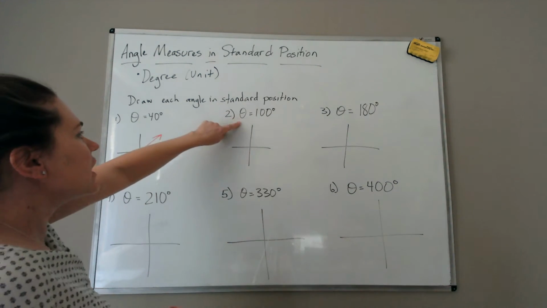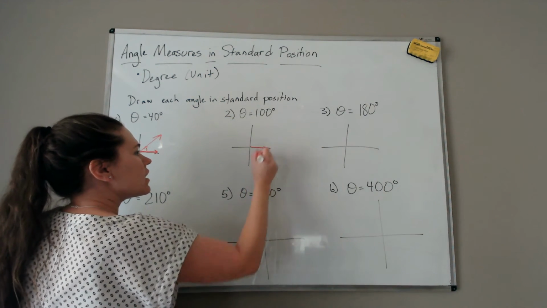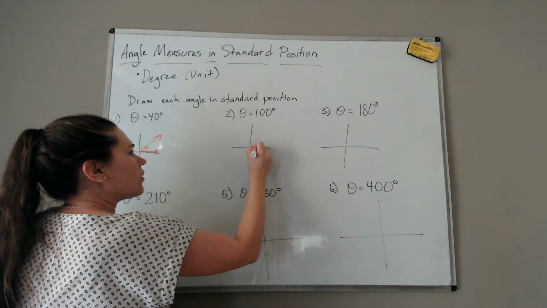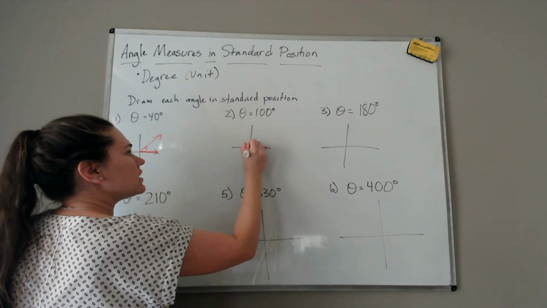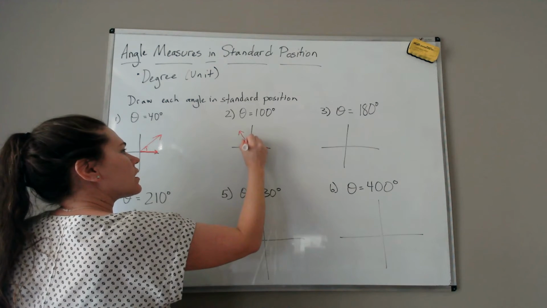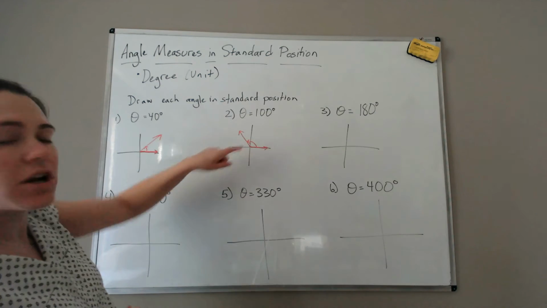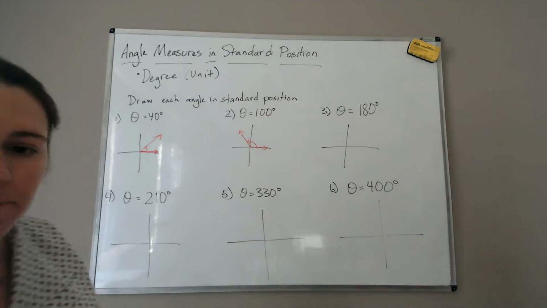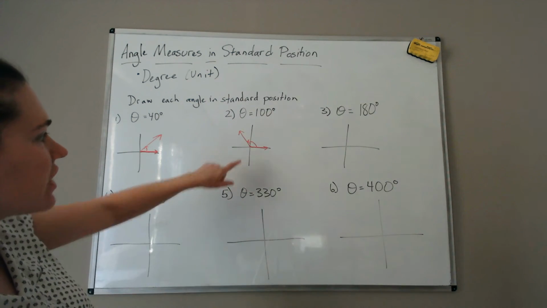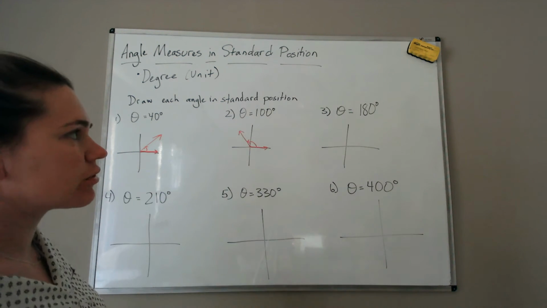Okay, number 2, theta is 100 degrees. So initial side. Okay, I'm going to rotate all the way to here, which is only 90 degrees. So I have to go 10 more degrees. That would be about right there. And I put a little arrow here because that was my direction or orientation of rotation. And this is an angle in standard position in which the angle of rotation is 100 degrees.